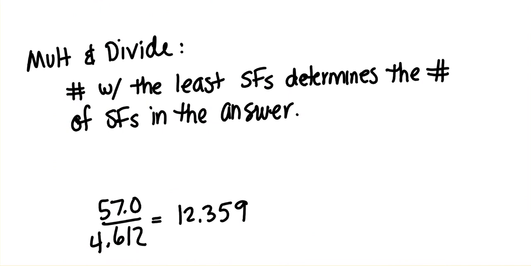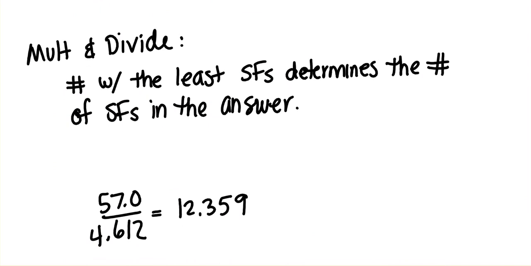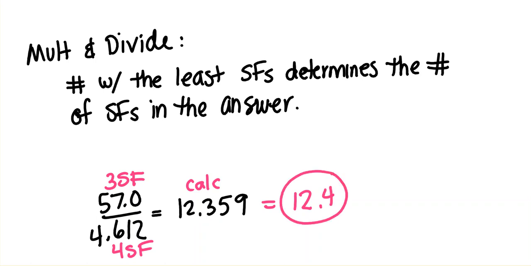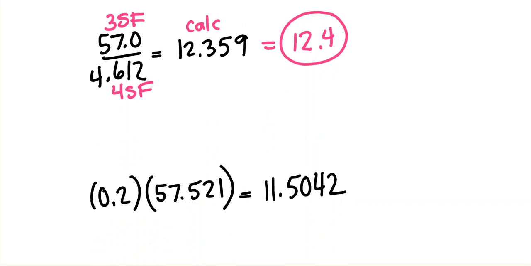Multiplying and dividing, what you do is look at all the numbers that go into the calculation and see how many sig figs they have, and then you round according to the one with the least number of sig figs. This top number has 3 sig figs, the bottom number has 4 sig figs, and this is what my calculator said, but I need to round it to 3 because that's the least. So I'm going to say 12 point, and then again, when I look at this digit, it's a 5, so that does round up. Let's look at another one.